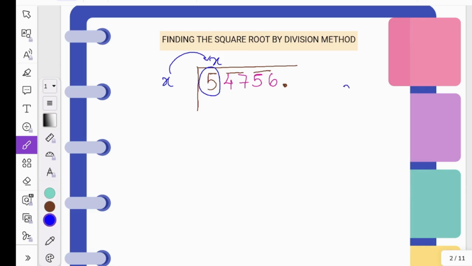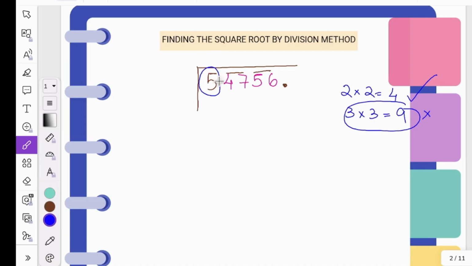So I have to choose here: 2 into 2 is equal to 4. If I take 3 into 3, what I will get is 9. So I can't use this one because 5 is lesser than 9. So I have to go for this number. Okay, so here I will place the number 2.